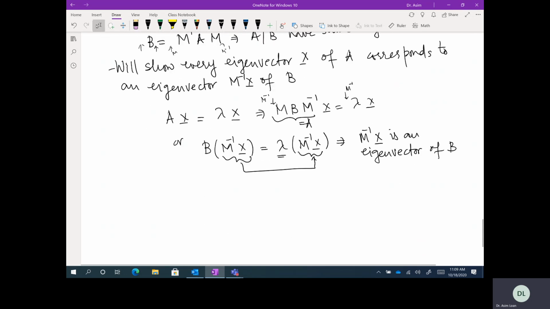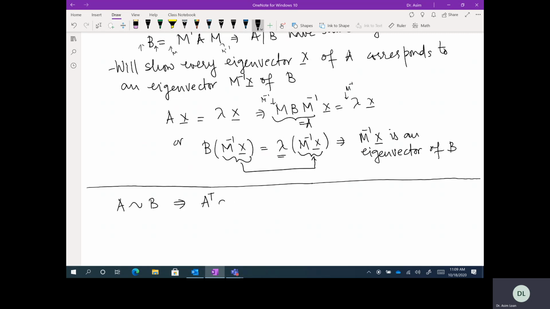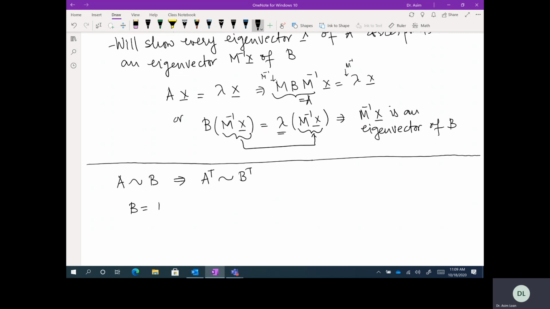Okay, so let's continue with our similarity relationships and see what other properties they hold. So A is similar to B implies A transpose is similar to B transpose. And how do we do that? So we know B equals M inverse A M, or this implies B transpose. If I take the transpose of both sides, so this will be M inverse A M transpose, which is equal to M transpose A transpose and M inverse transpose.